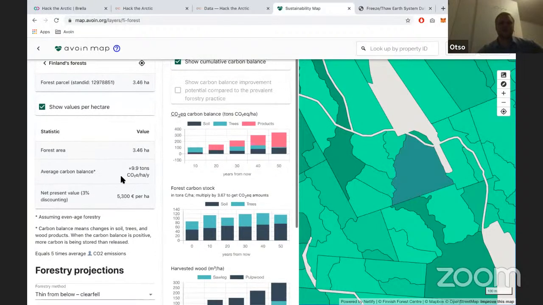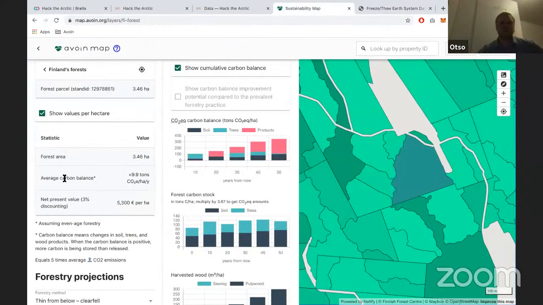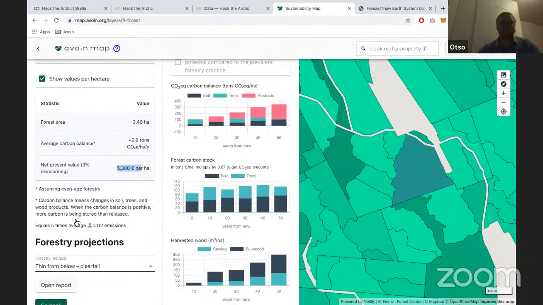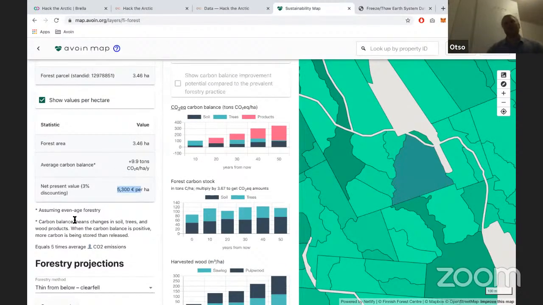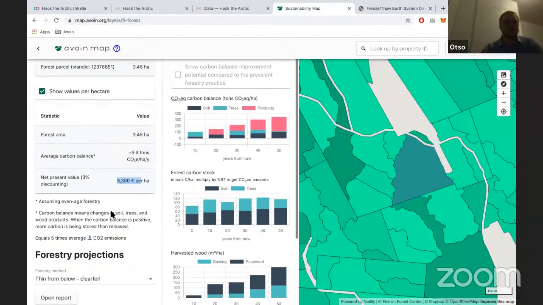of area, and then it tells what the average carbon balance is. So it's increasing every year here, for example, in this forest. And it also tells the economic value of this forest. And this is all based on data which could potentially also be provided by satellite data. So this could be done globally. It will not be as detailed as in Finland, where we have higher quality data, but in any case.